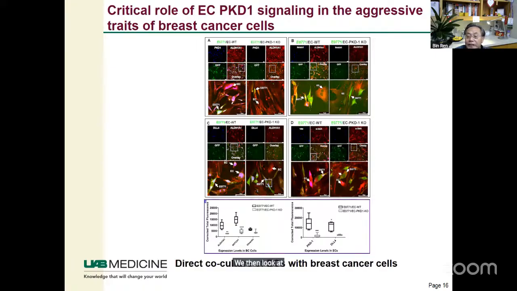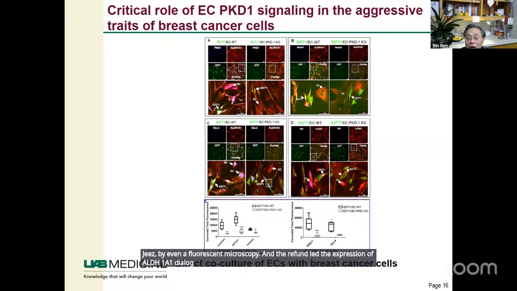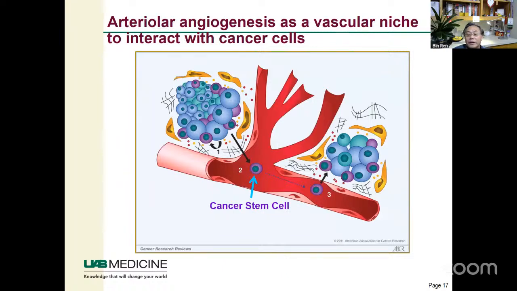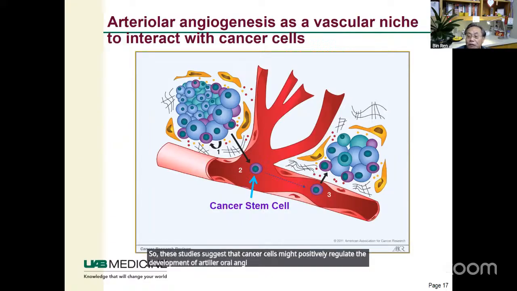We then looked at the expression of stemness-related and arteriolar angiogenesis-related genes by immunofluorescence microscopy, and we found that the expression of ALDH1A1, delta-like ligand 4, and NOTCH1 was significantly lowered in the cancer cells cultured with PKD1 deficient endothelial cells. So these studies suggest that cancer cells might positively regulate the development of arteriolar angiogenesis to form the vascular niche in the tumor microenvironment, favorable for the communications of endothelial cells with cancer cells, and the maintenance of the migration of the cancer stem-like cells in tumors.